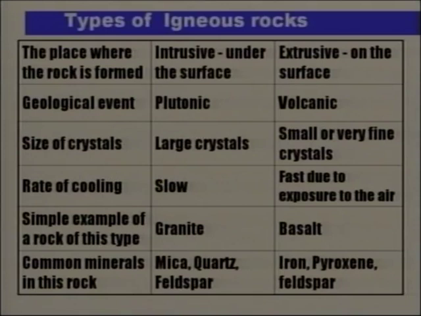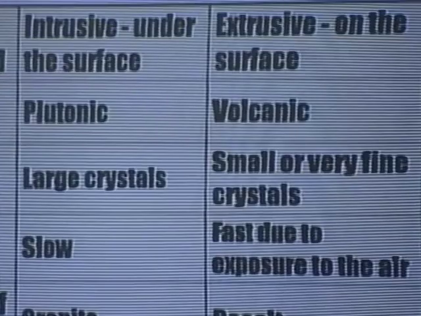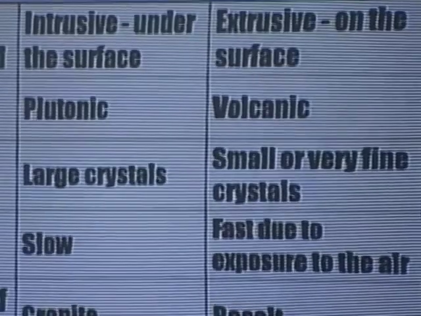The extrusive igneous rocks are referred to as volcanic igneous rocks. How do we identify the site of their formation, or what would be another way in which we can identify from where they have been formed? We can look at the crystal size. The intrusive plutonic igneous rocks tend to have large crystals.